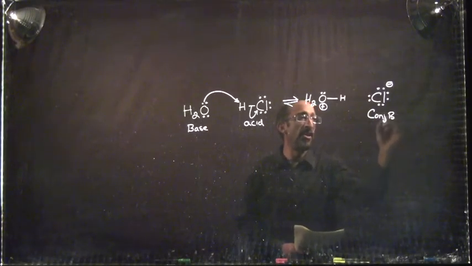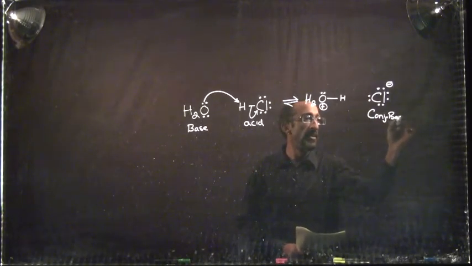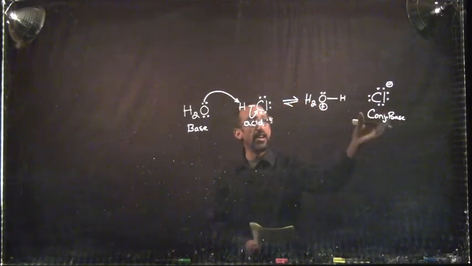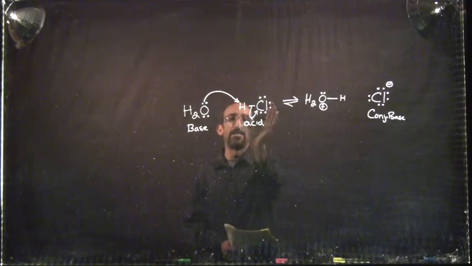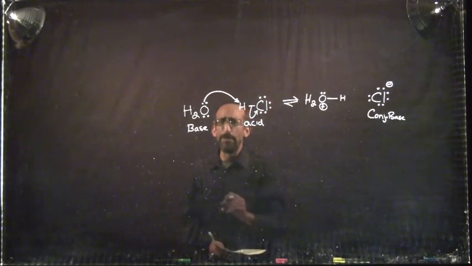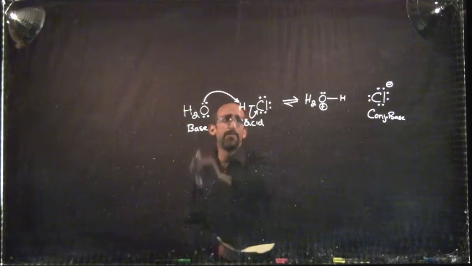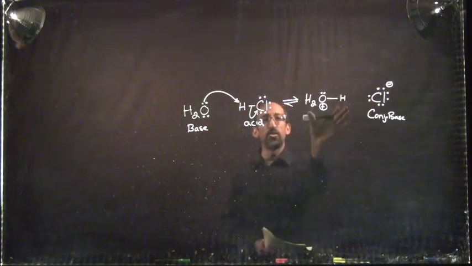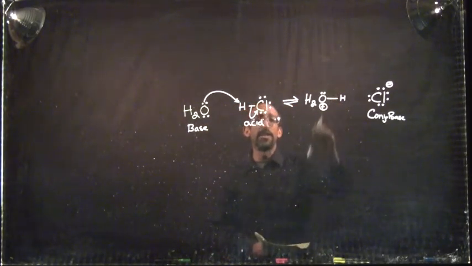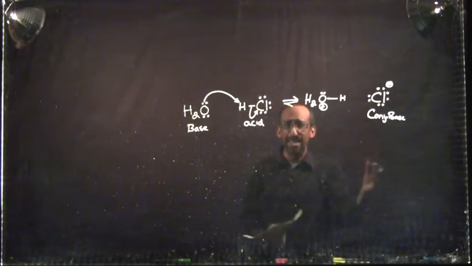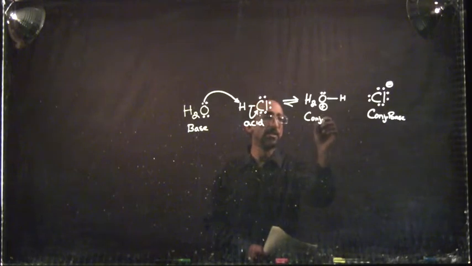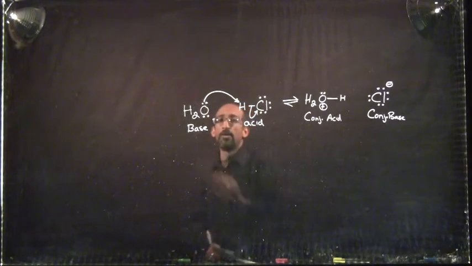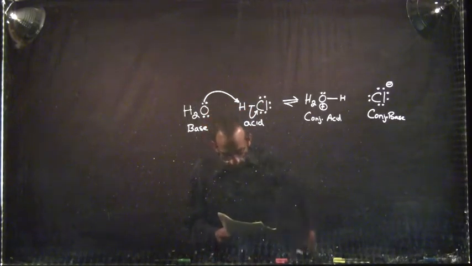And I'm going to abbreviate conjugate, because it is the base that was created from our original acid dissociating. Similarly, water began as our base, but now here, H3O+, it now has a proton that is able to donate. It is now an acid, and so we would call this the conjugate acid of our H2O, which was our base.